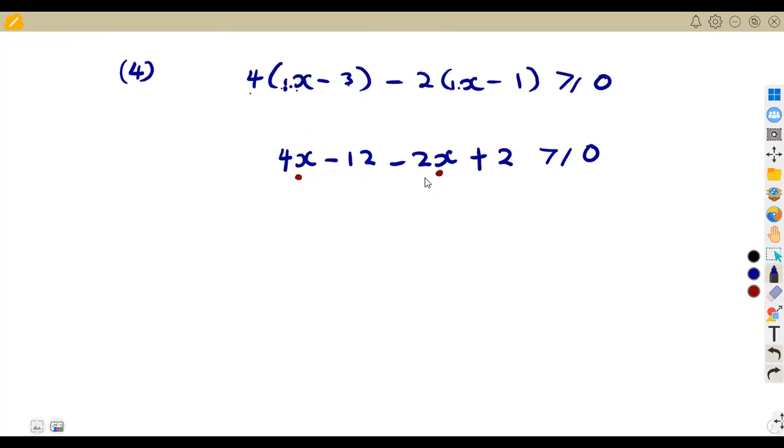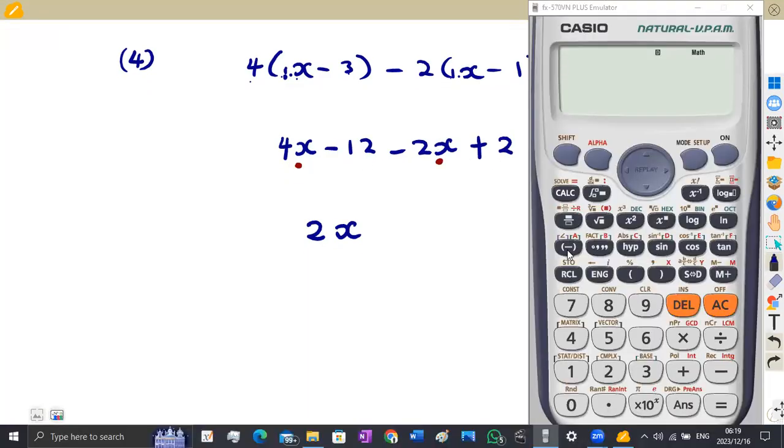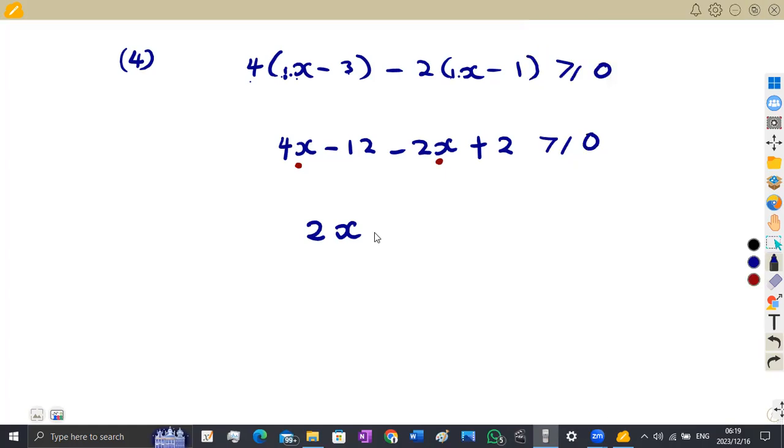So we are going to have 4 minus 2, which is 2. So that will be a 2x. Then we've got a -12 and a +2. So -12 plus 2, that's a -10. Or we can use the calculator like I said before. So let us just see on our calculator, we've got negative 12 plus 2, which is going to give us a negative 10. So we've got negative 10 is greater than or equal to 0.